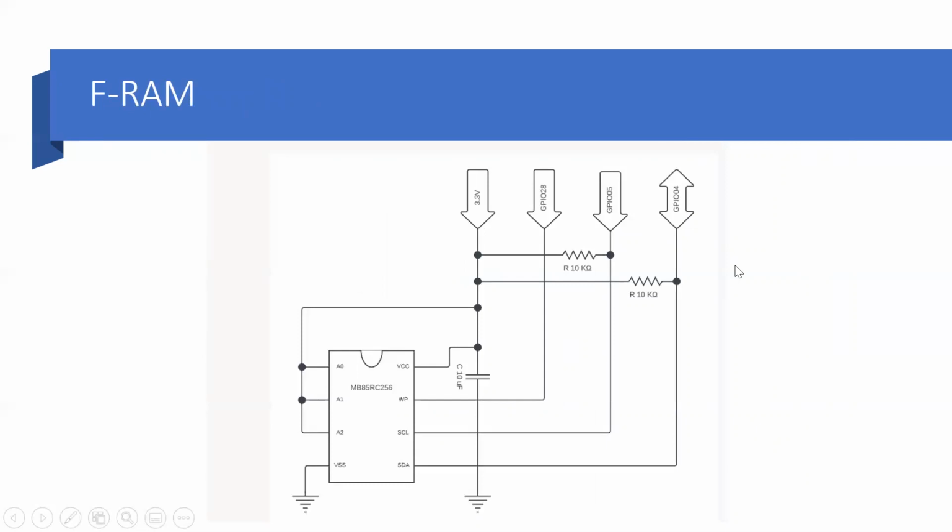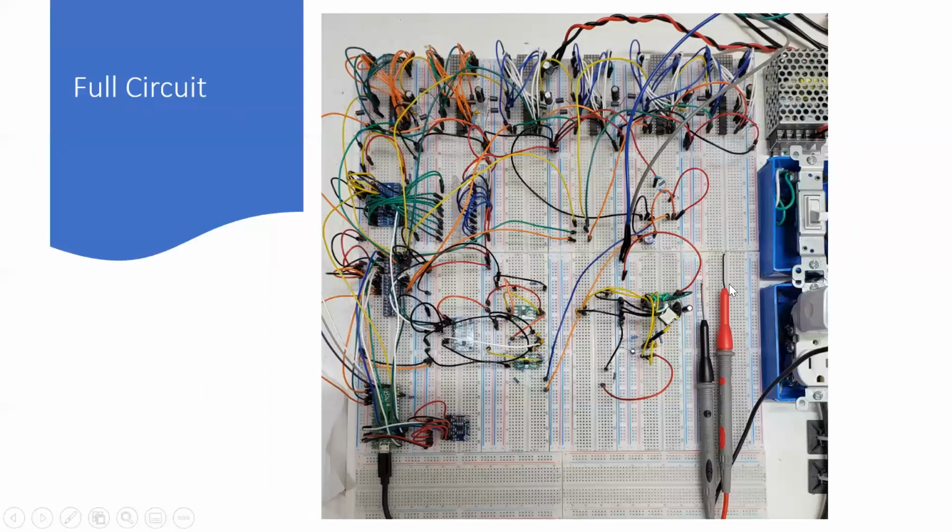All right, and here's our FRAM circuit that we'll be using for non-volatile memory. You can see the 3.3 going in, and you can see all the GPIO inputs going in, and you can see them going out from the Raspberry Pi in and out. That will gather the data and store it and write to the SD card. So this is an image of the full circuit.